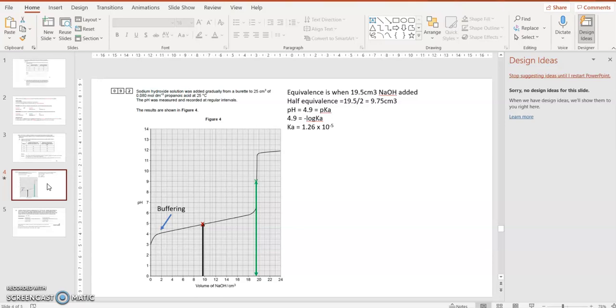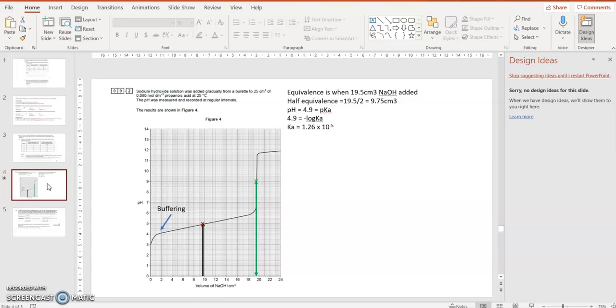If you half it, you don't really need to know the whole theory. So half of 19.5 is 9.75. And you find the pH at 9.75. And at that point, when you've added half of the sodium hydroxide needed to neutralize the acid, then pH equals something called pKa. So 4.9 equals the pKa. If you're asked then to work out Ka, as you were in 2019, then 4.9 is pKa, which is minus log of Ka.